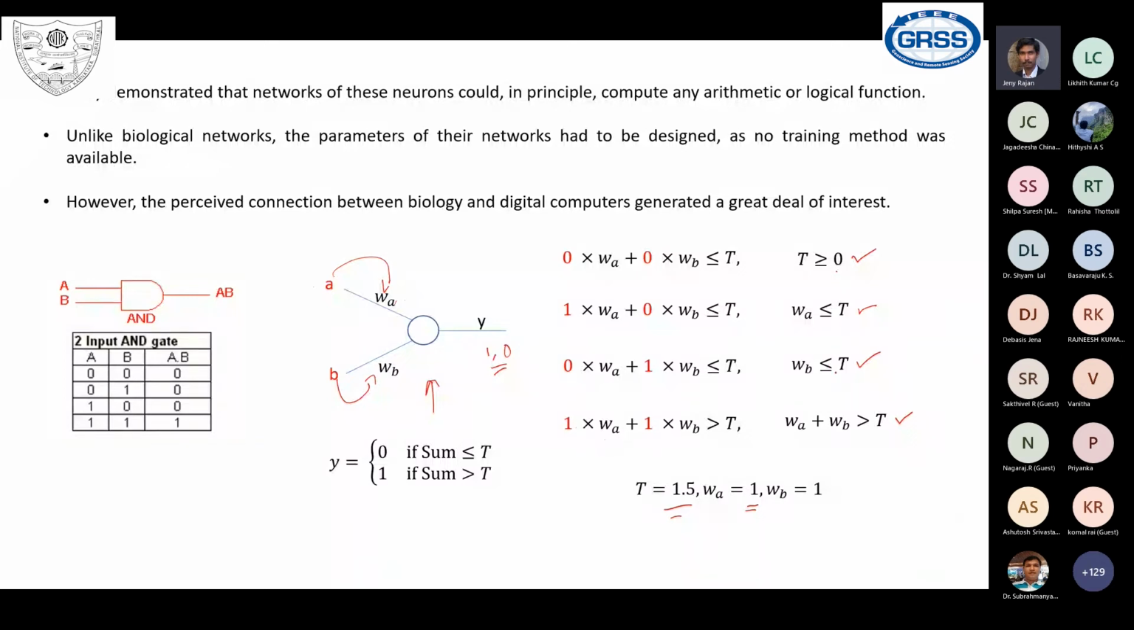WB also should be less than or equal to t. So here I give 1. And WA plus WB should be greater than t. So WA plus WB is 2, right? 2 is greater than 1.5. So these values satisfy all these equations.